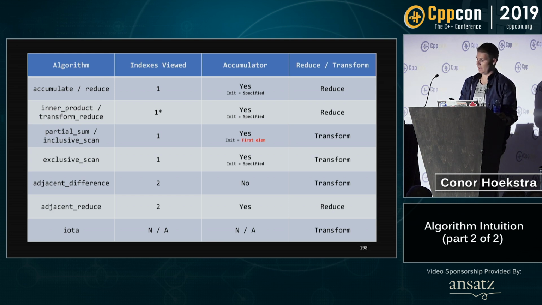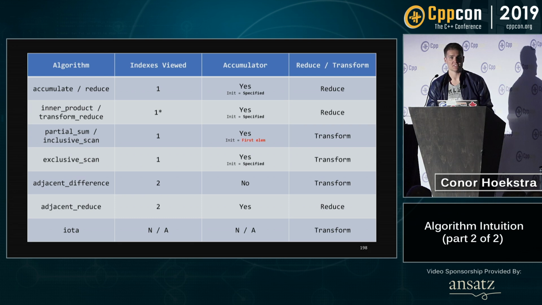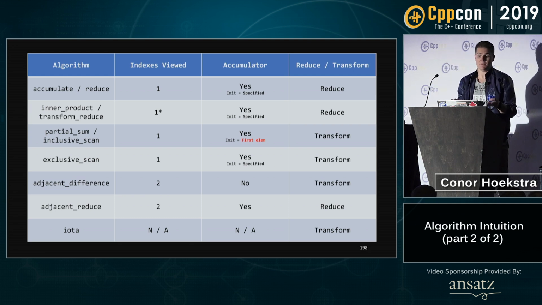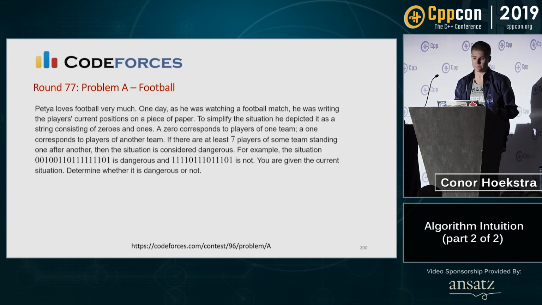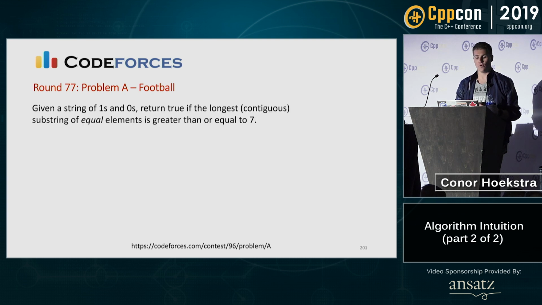So we're now going to solve a problem using this table. It might not be clear at this point what the usefulness is of creating this table and separating these algorithms based on their properties. The usefulness is this: you can solve problems using this table. So here's a Codeforces problem. I'm not going to read the whole thing. It boils down to, given a string of 1s and 0s, return true if the longest contiguous substring of equal elements is greater than 7.